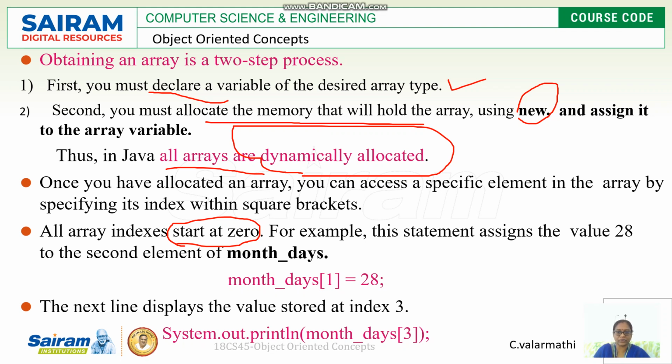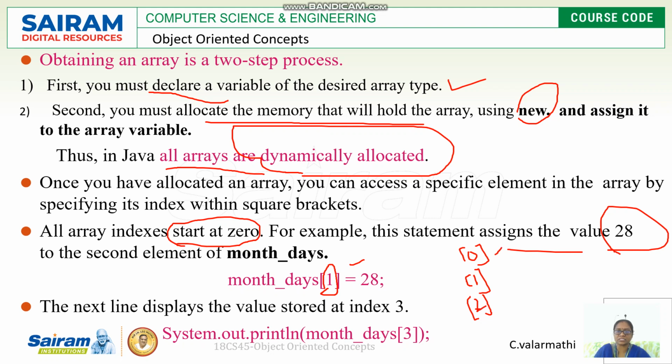Then we have come up with one example here. For example, this statement assigns the value 28 to the second element of month_days, because month_days of 1 is specified. So always an array will start with the 0th location, and then 1 is the first location, the second location, like that it will go on.